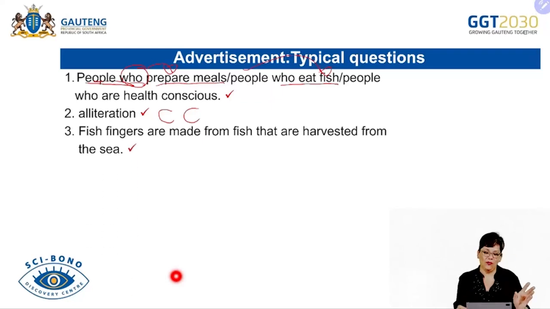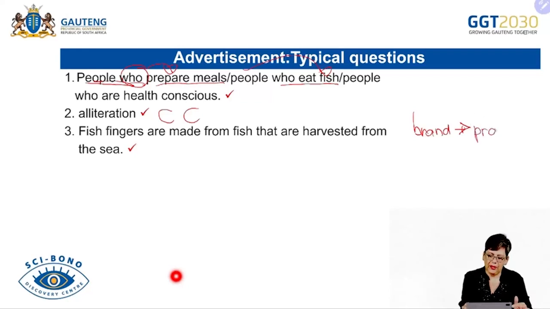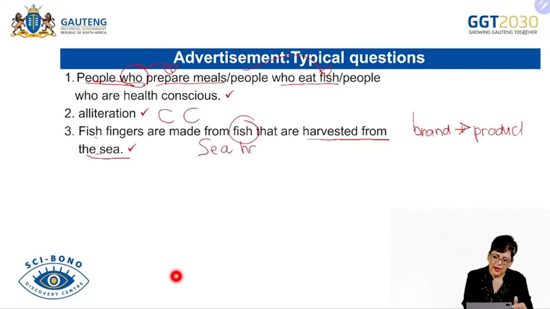Remember the Sea Harvest? And we wanted to know how the brand fits in. Remember we had the brand on one side, and we wanted to know how the brand fits in with the product. Now let's go. The fish fingers are made from fish that are harvested from the sea. Do you remember what our brand was? Our brand was Sea Harvest.